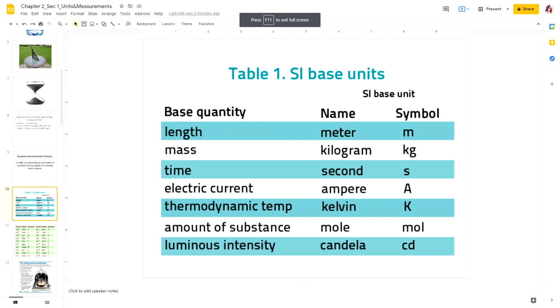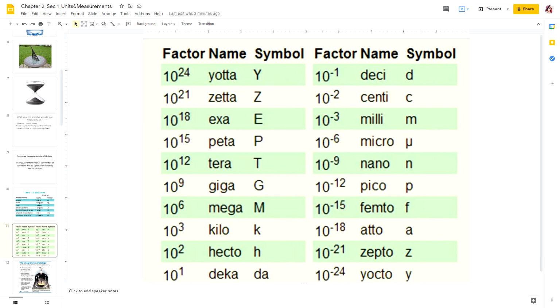So for the SI base units, for length, we have the meter, and the symbol for that would be m. Mass would be a kilogram, kg. Time, second, s. Electric current, ampere, capital letter A. Thermodynamic temperature would be kelvin, capital letter K. Amount of substance, mole, mol. Luminous intensity, candela, or cd.